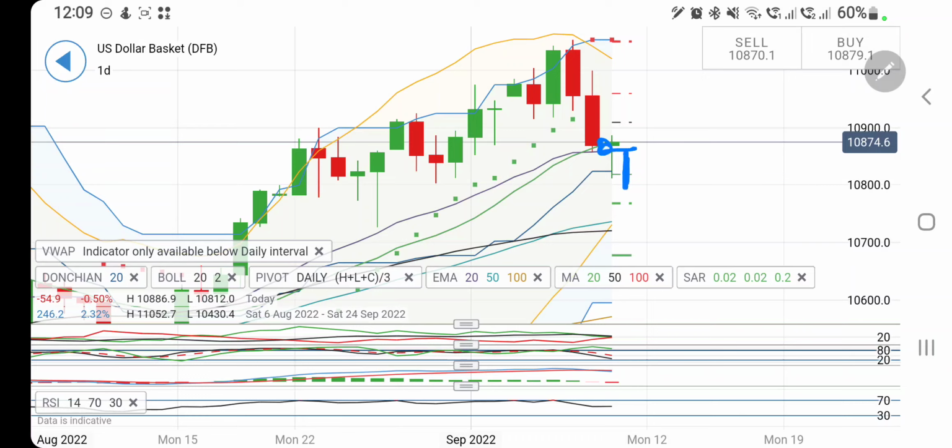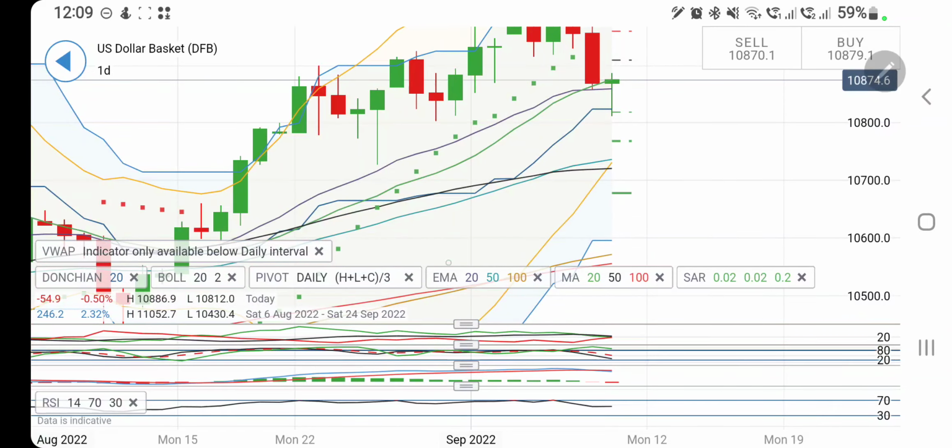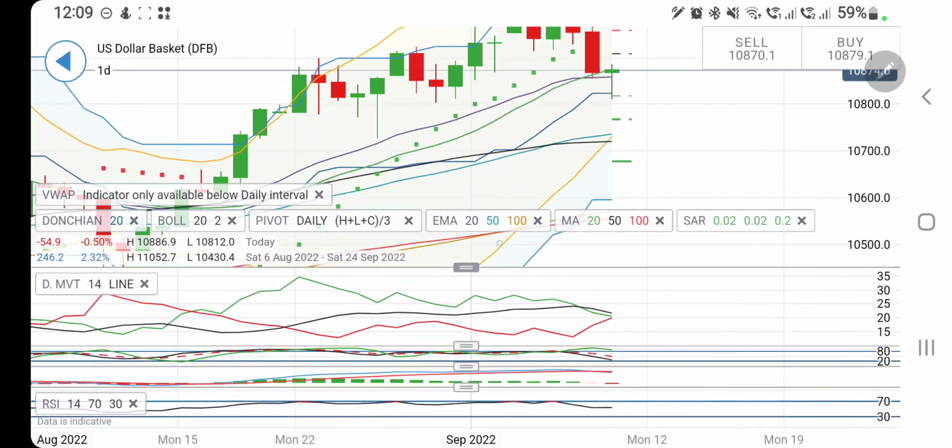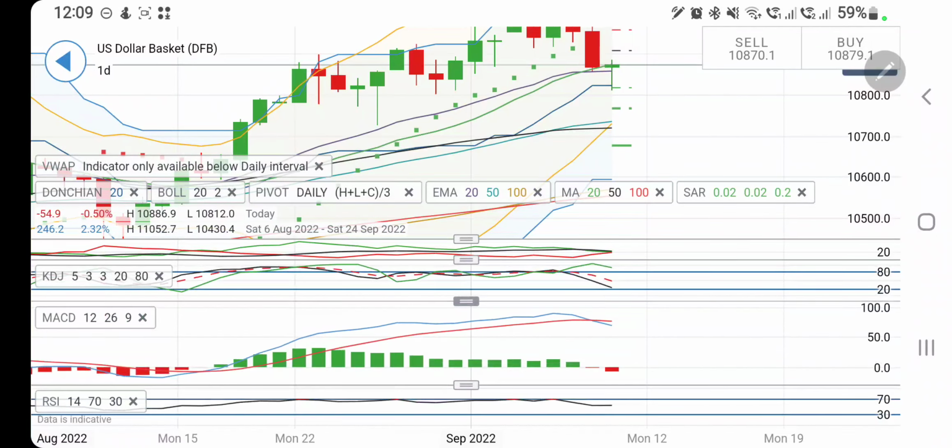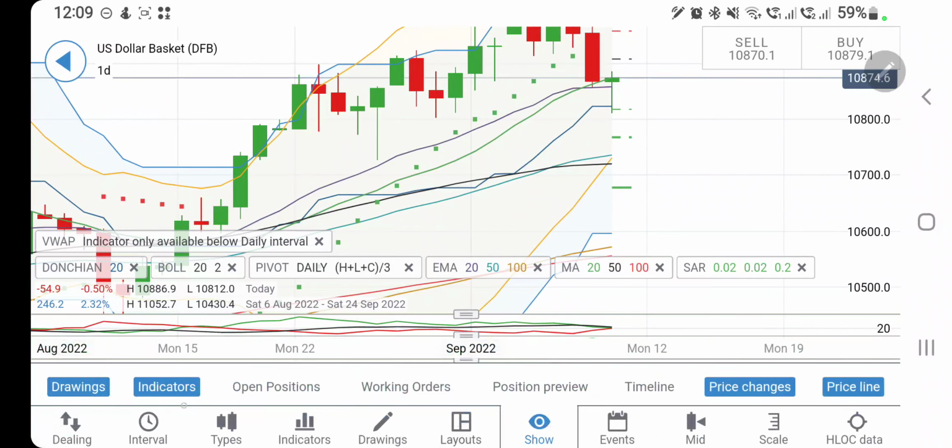If it trades below 108.5, you can again expect 108, 107.6, and then below that 107.27 levels will come into picture. Be cautious of these levels till 108 and 107. The directional movement is almost on the verge of a crossover, and this is going to cross after a little while now. So be cautious of this.